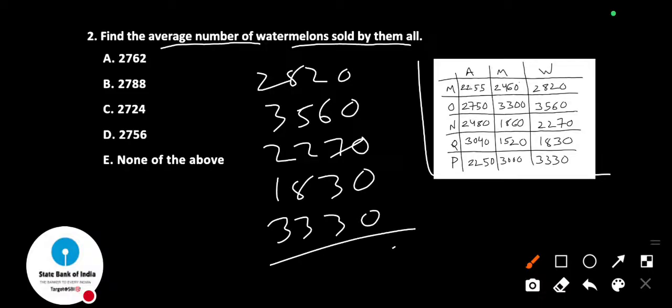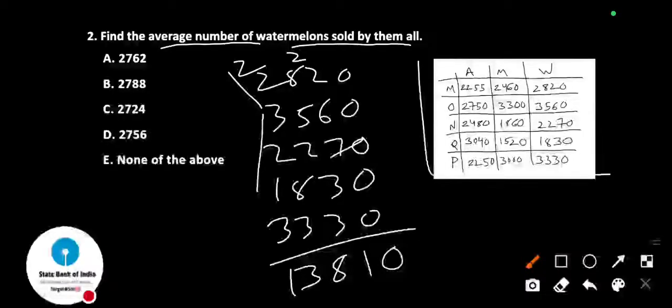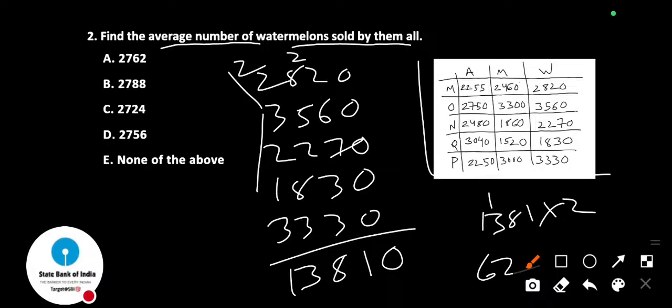3330. Sum of all these, we have 0, 10 and 9, 19, 21, 10, 10, 20, 28. So we have 10 plus 3, 13, 13810 divided by 5. So divided by 5 means 1381 into 2 times. 2, 8, 2 times 16, 13, 2 times 26 plus 1, 2762. Option A is the answer.